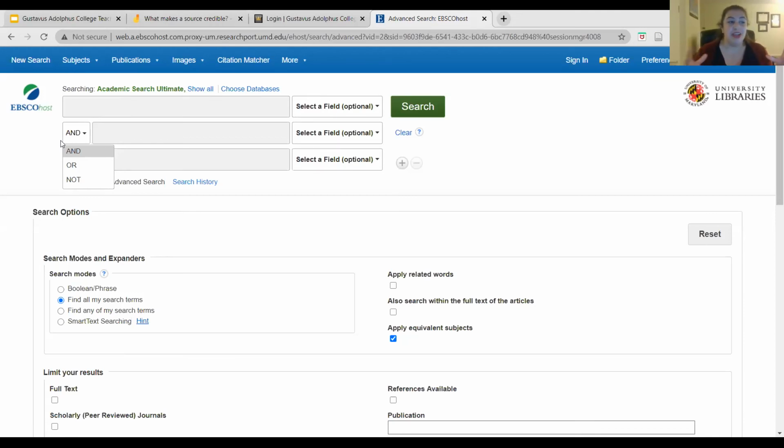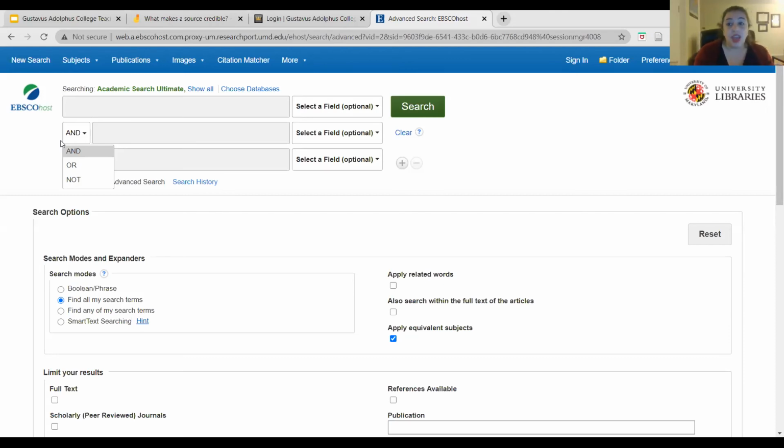And will actually narrow down your search because and means you are telling the database to search for articles that specifically mention 2 terms, whereas or will give you more results because it's telling the database to search one term or another term, and then not will remove specific terms from your search.